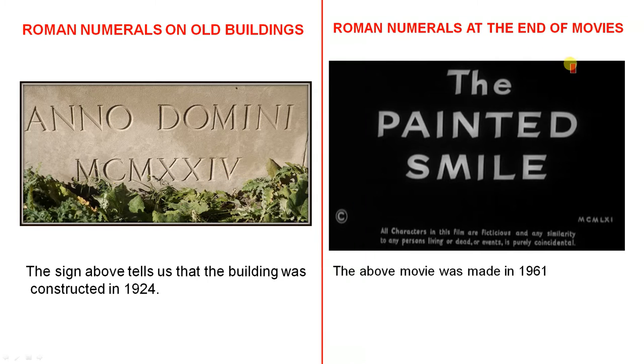Roman numerals at the end of movies. Here's a movie called The Painted Smile. Now, a lot of old movies had Roman numerals at the end of them, and they would tell you when the movie was made. So this movie here was made in 1961.